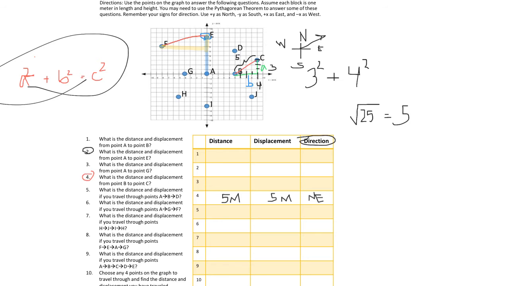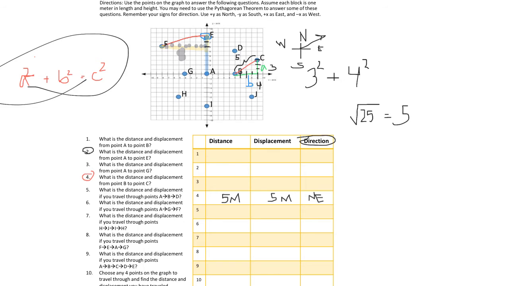So if I count that, it looks like I've got 1, 2, 3, 4, 5, 6, 7, 8. So this distance on this side is 8. Now, I'm not getting the distance for this. I'm just trying to figure out my A and my B. Okay. And then on the other side here, going up, I've got 1, 2.